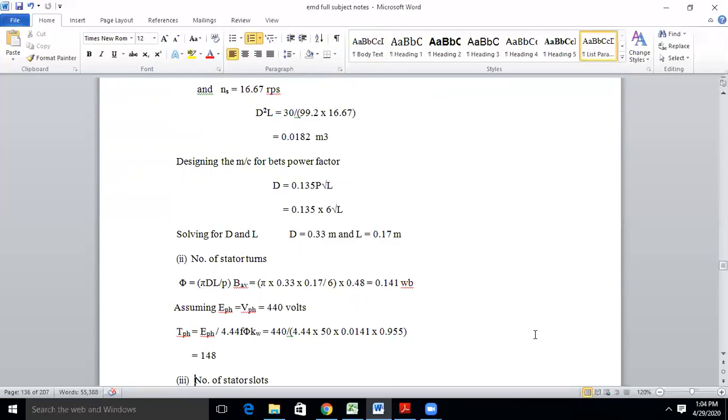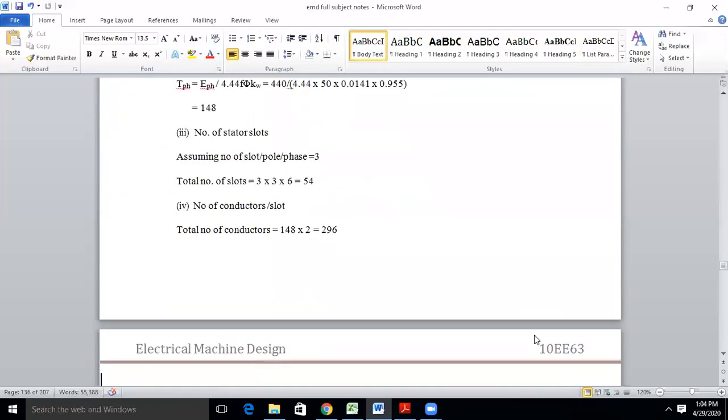Now, third point, number of stator slots. In order to have the number of stator slots, assume the number of slots per pole per phase is equal to 3. Number of slots per pole per phase is 3. So by assuming this, it is 3 into 3 into 6. So there are 3 phases, and there are, let us say, 3 slots, and there are 6 poles. So the number of stator slots will be 54.